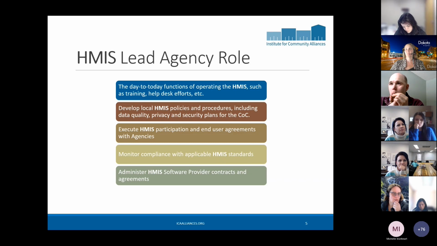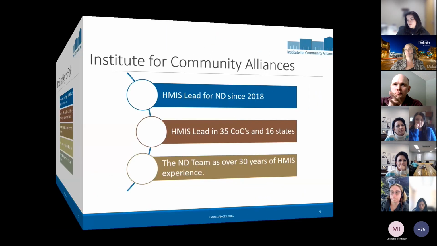And then we also work with them for the contract, but we also work for them with any bugs, things like that. So the COC doesn't have to do that, and users don't work directly with the software. They work through us, and then we try to get those issues resolved as soon as possible.